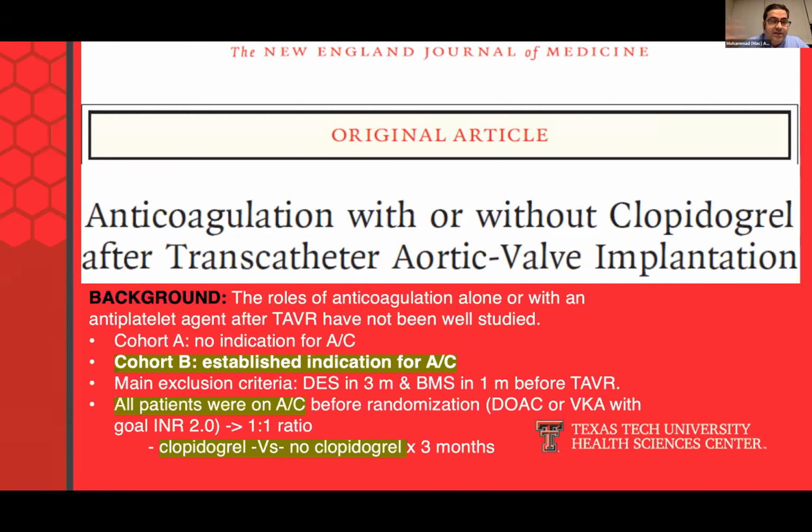So these are the patients that did not undergo coronary stenting. All patients were on anticoagulation before randomization, so DOAC or VKA warfarin with a goal of INR 2 to 3, in a 1-to-1 ratio. And clopidogrel versus no clopidogrel, for 3 months.